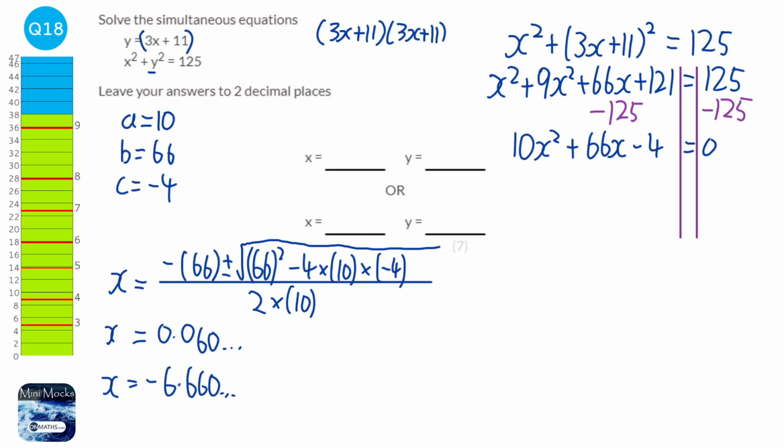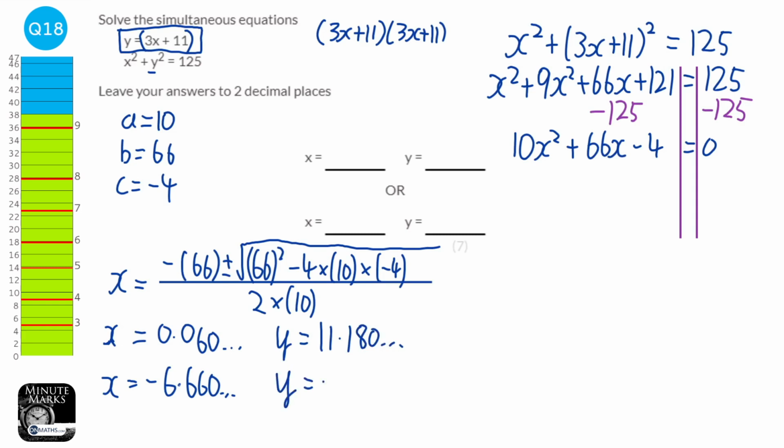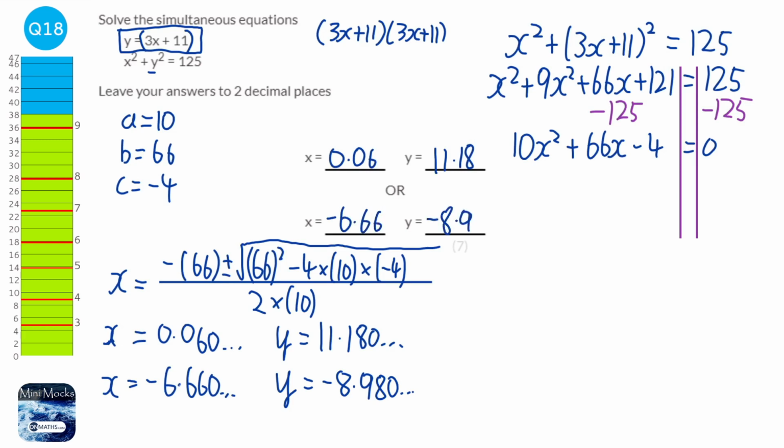Now you might think, well, how are we going to find out what the y's are? Well, if x is 0.06..., we've got an equation here that says to find out what y is, we times the x by 3 and we add 11. So we're going to times that first solution by 3, then add 11, and that gives us that y is 11.180... We're going to do that with the next solution, times it by 3 and add 11, and when we do that, we get minus 8.980... We're going to round each of these to 2 decimal places. So we've got 0.06 and 11.18. And the second set of solutions is minus 6.66 and y equals minus 8.98.